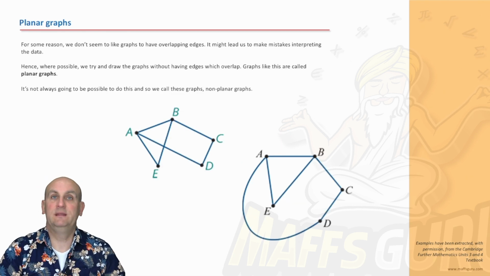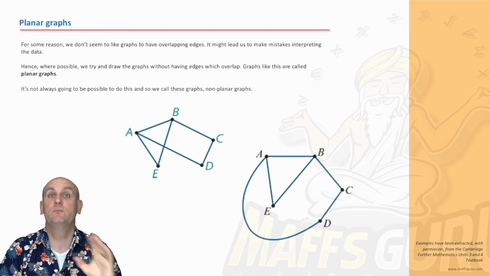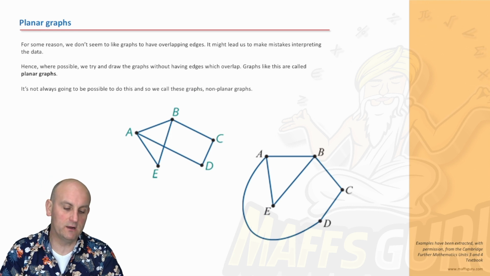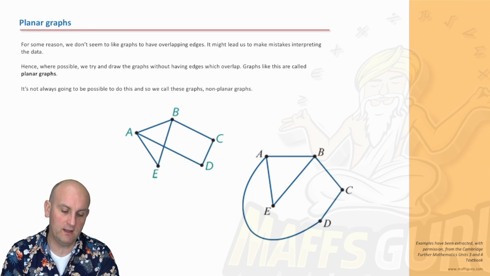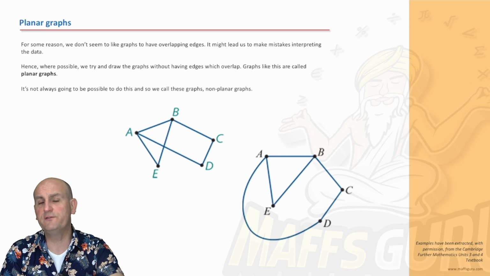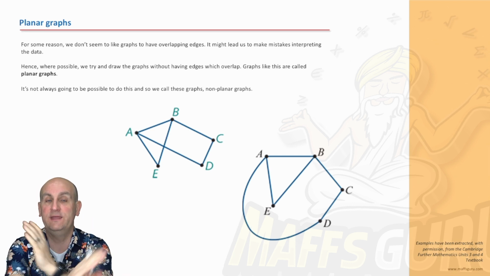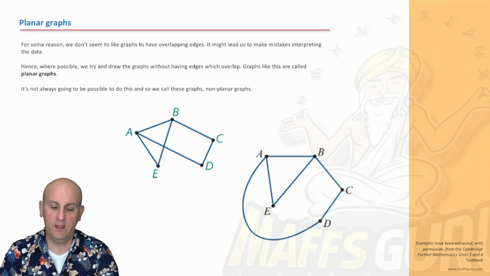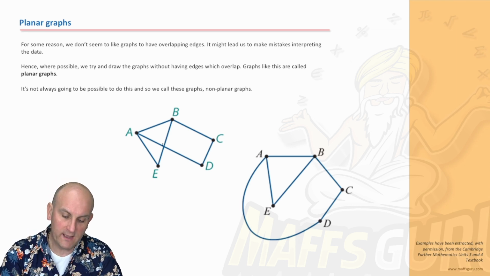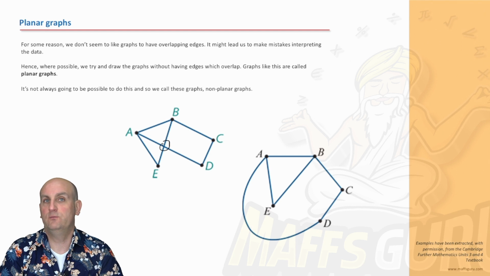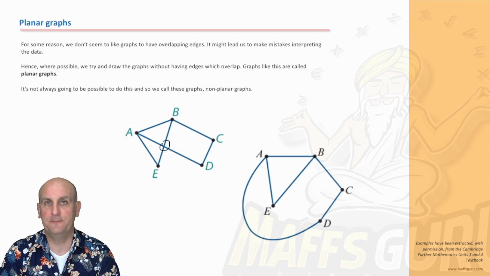Planar graphs. I'm getting to some examples in a moment. Trust me, once you've got the language, you're going to smash through this. Now, what are planar graphs? They are graphs that can be drawn in exactly the same way where the edges don't cross. We don't like crossed edges. Why? Well, we might get confused and think that's actually a vertex. It isn't. There is no vertex there.